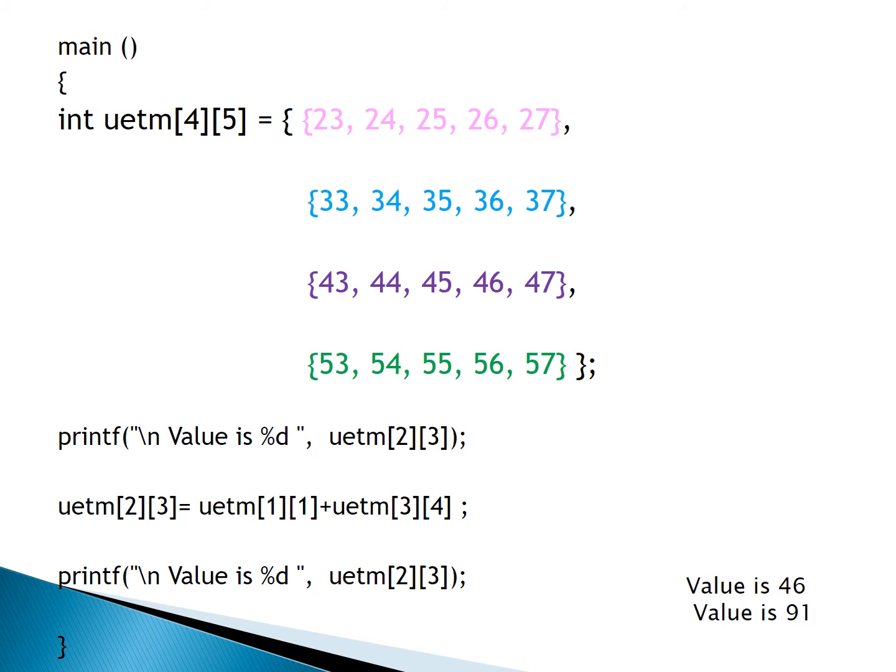So let's resolve this index first. 2, so that means 0, 1, 2. So this is the array number, and this is the index number of the element, 3. So 0, 1, 2, 3. So 46. So that's the output. Now we will store the result of this expression in this location, which is 46, already encircled.